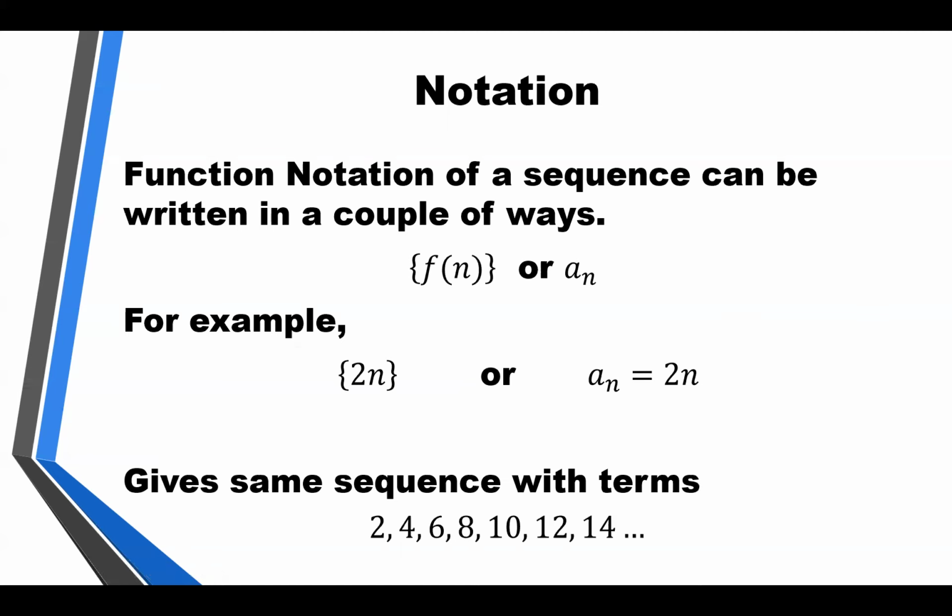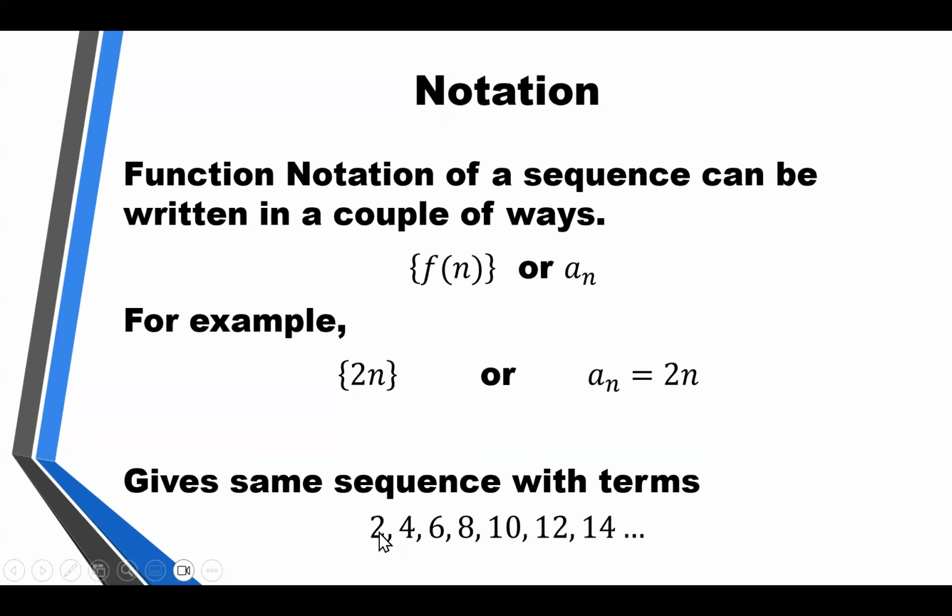The function notation of a sequence can be written in a couple of different ways. One is we can just put curly brackets around an expression, or sometimes people will put a sub n is equal to that expression. So for example, if my function is 2 times n, I can write it with squiggly brackets around 2n, or I can write it as a sub n is equal to 2 times n.